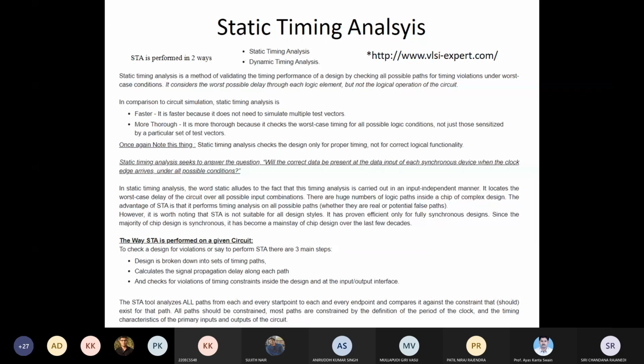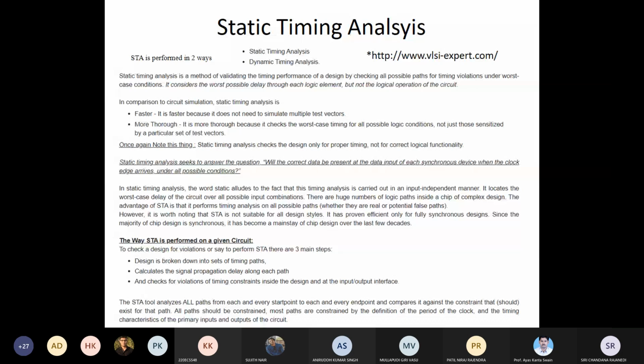Your entire design is divided into a combination of paths, or you can say data paths, and timing paths. In timing paths, there will be many flip-flops. In between flip-flops, there will be combinational circuit. So what static timing analysis generally does is it will try to see that all the timing between available paths is fine or not.